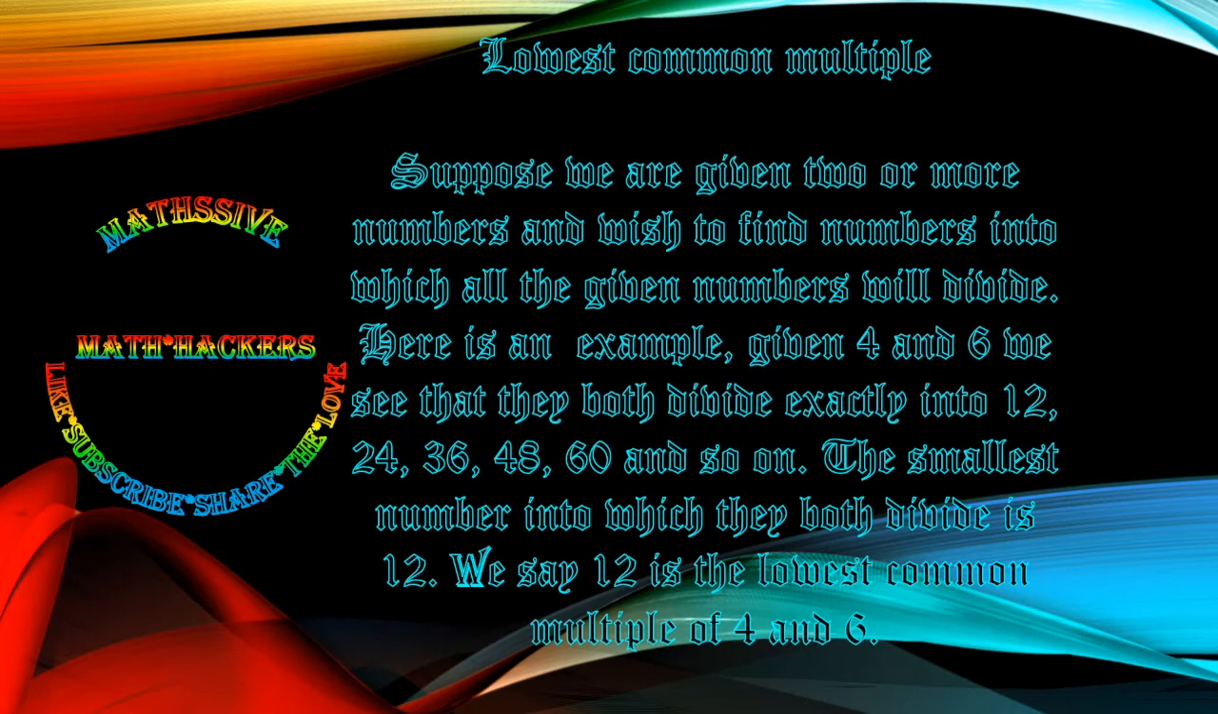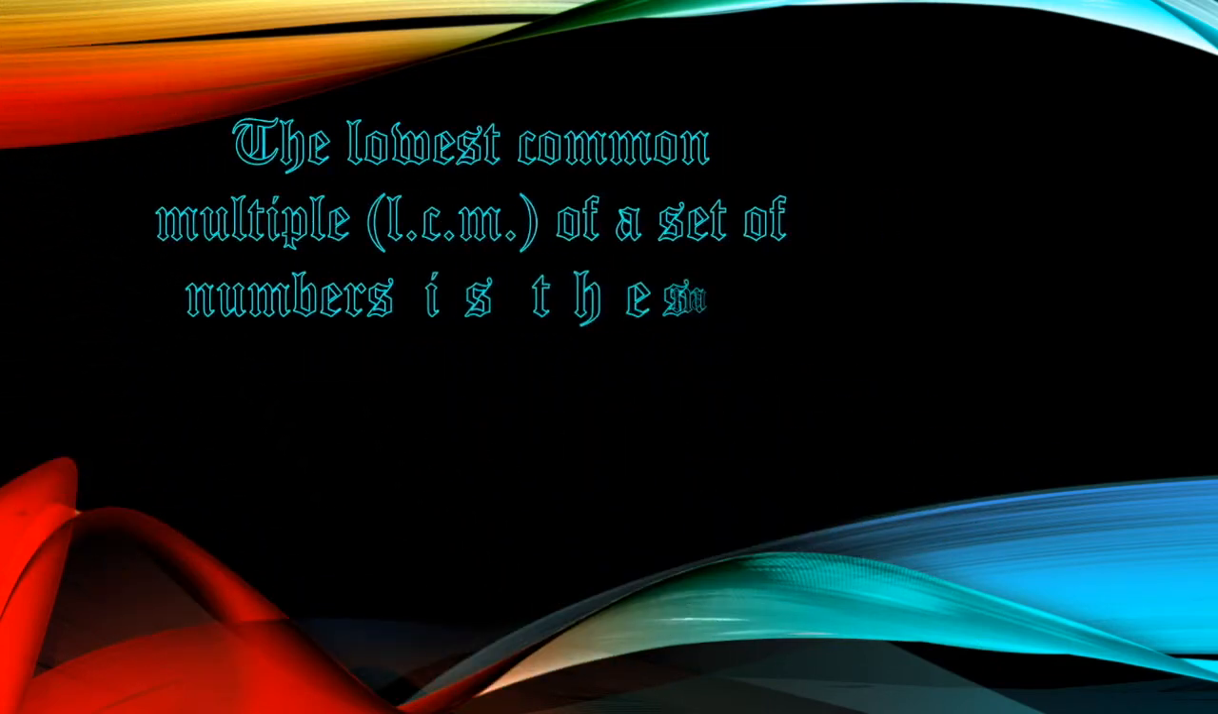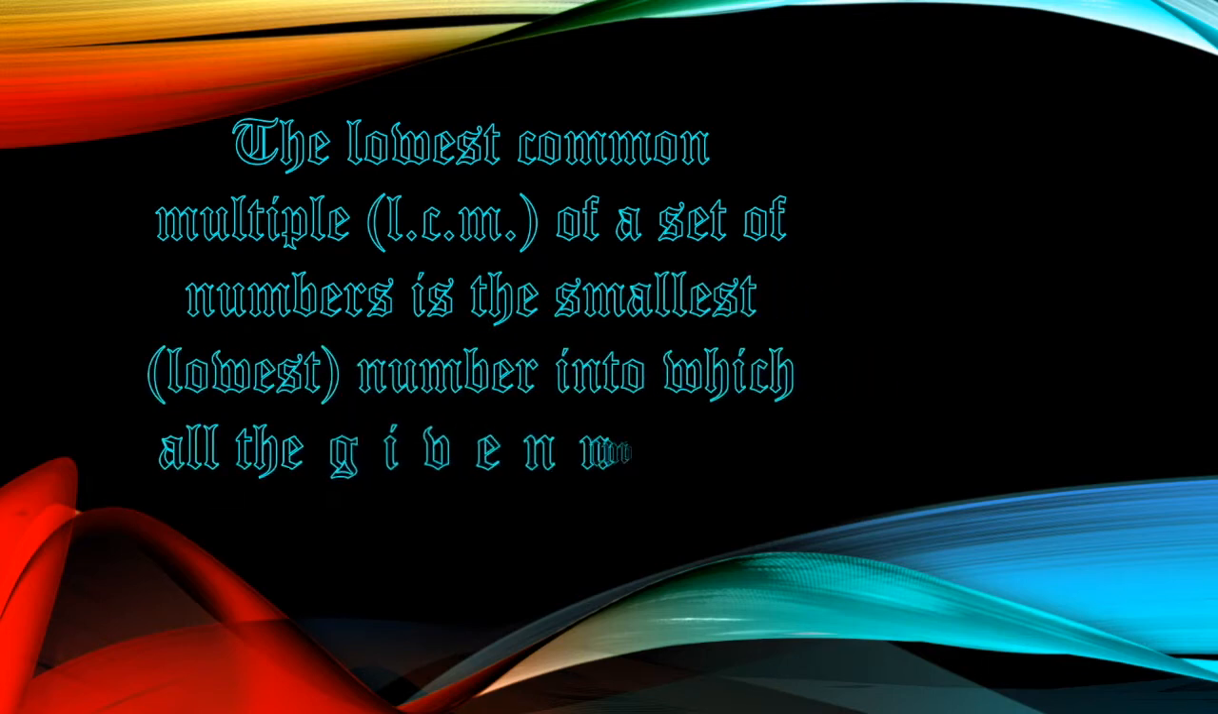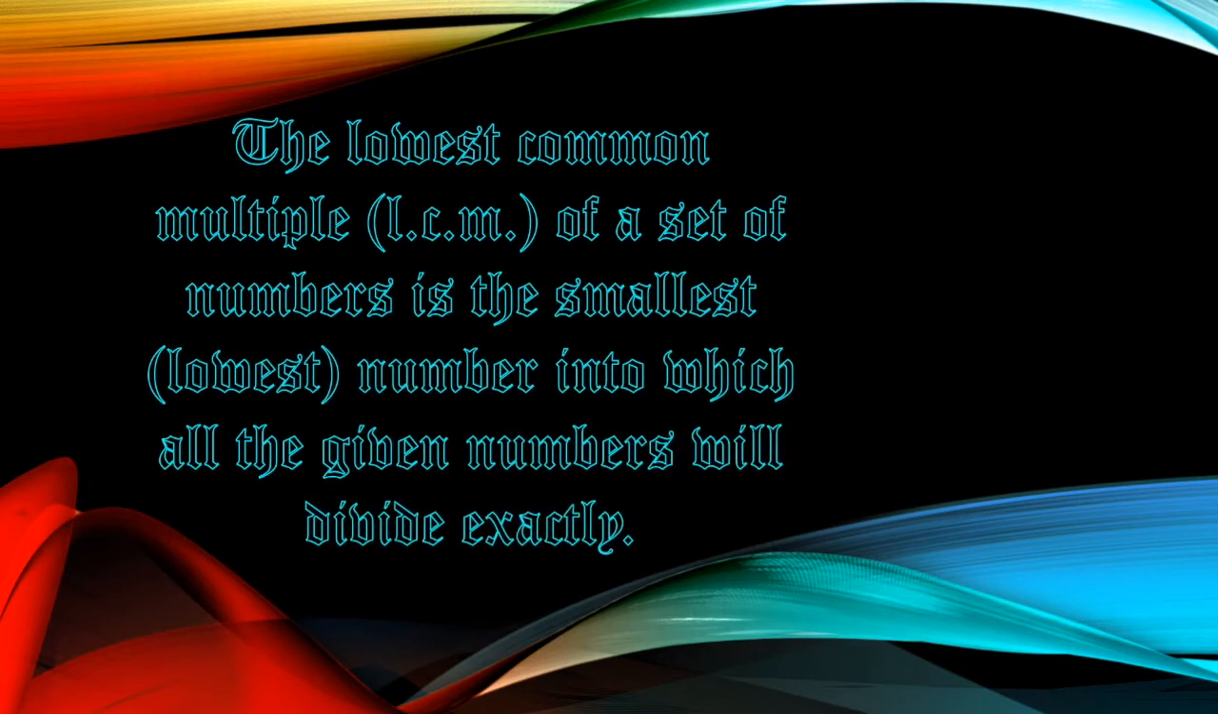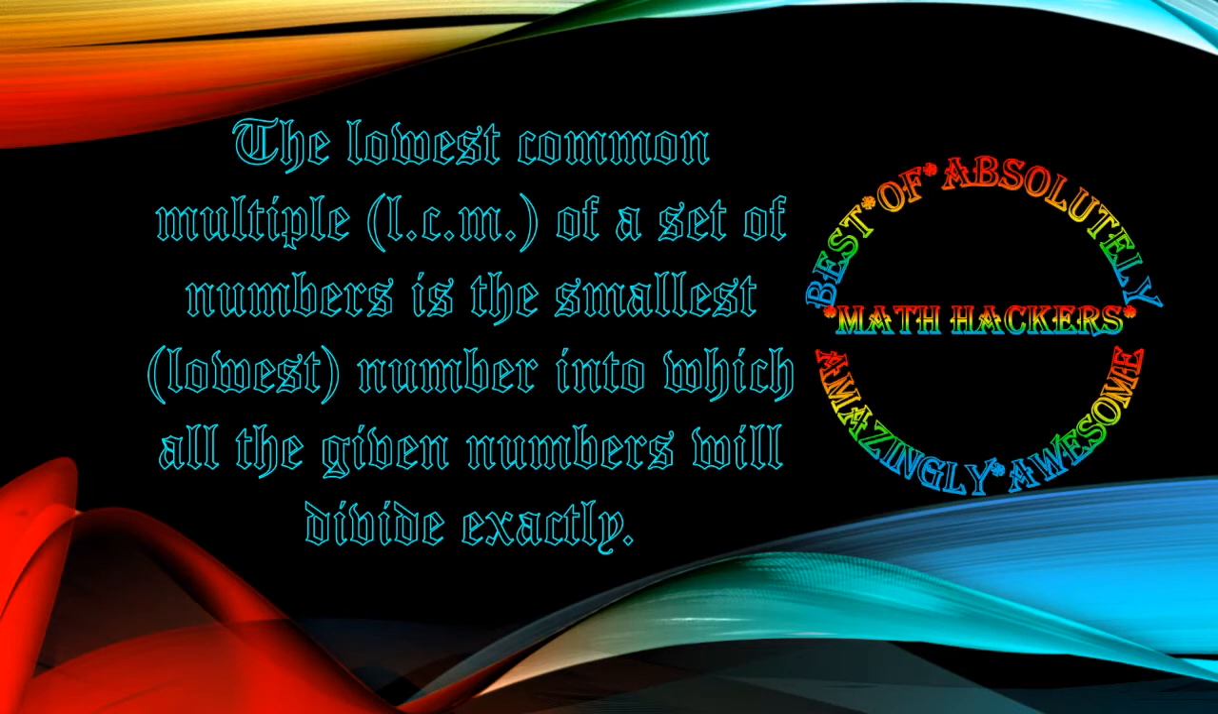As you can tell, if you were to divide 12 by 4, you'd get 3 exactly, and if you were to divide 12 by 6, you'd get 2 exactly. This is my point exactly. Just to recap, the lowest common multiple of a set of numbers is the smallest number into which all the given numbers will divide exactly. As just touched upon recently, 12 divided by 4 you get 3 exactly, and 12 divided by 6 you get 2 exactly.